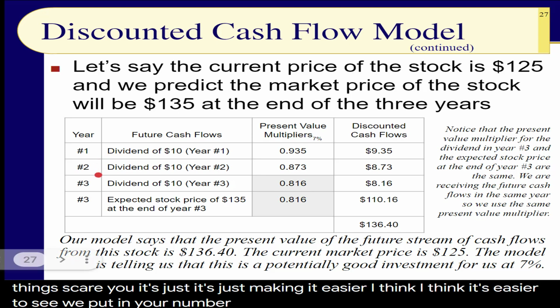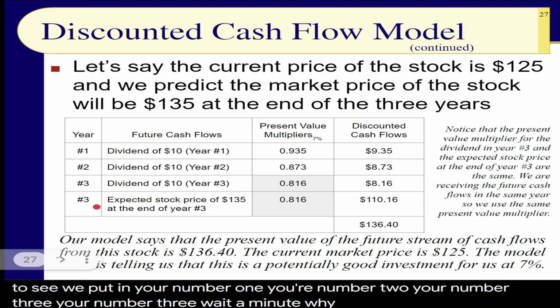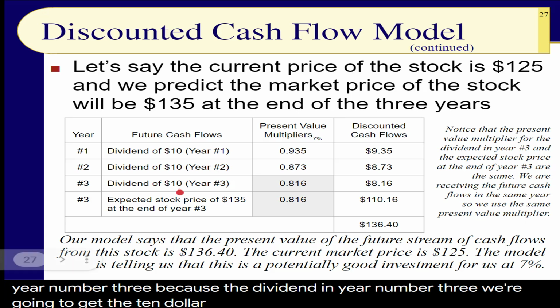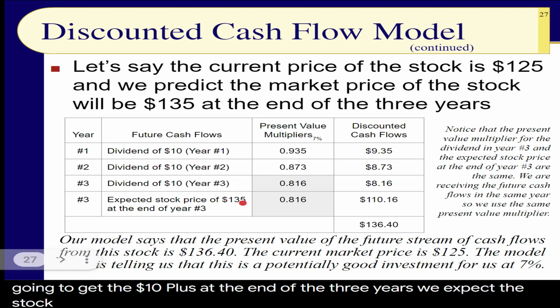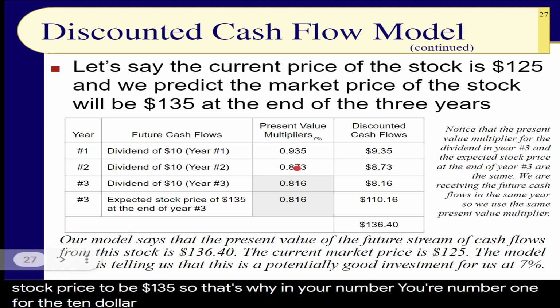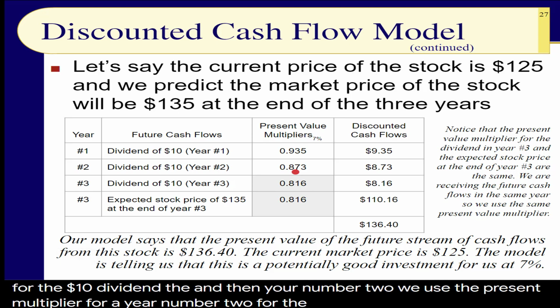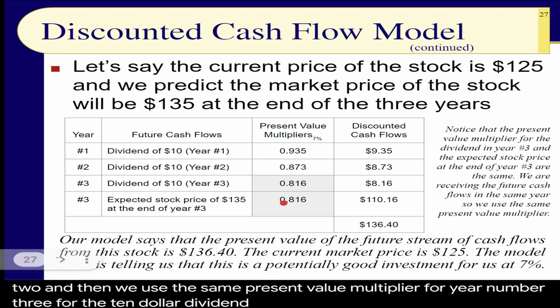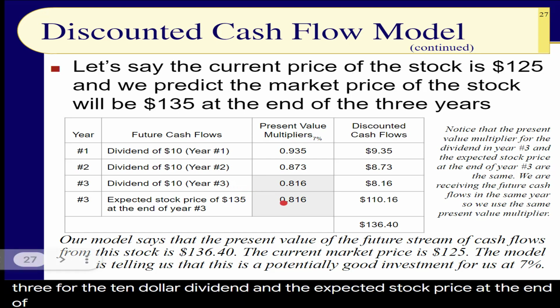We put in year number 1, year number 2, year number 3, year number 3. Wait a minute. Why do we have year number 3 twice? Because the dividend in year number 3, we're going to get the $10, plus, at the end of the 3 years, we expect the stock price to be $135. So that's why in year number 1, we used the present value multiplier for year number 1 for the $10 dividend. And then in year number 2, we used the present value multiplier for year number 2 for the $10 dividend. And then we use the same present value multiplier for year number 3 for the $10 dividend and the expected stock price at the end of year number 3.